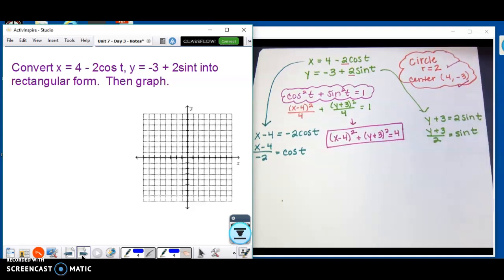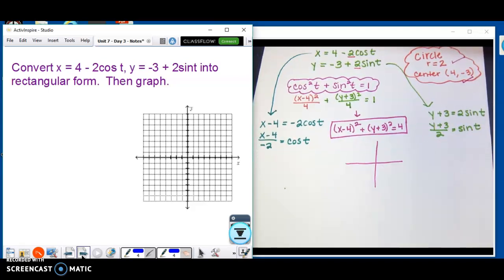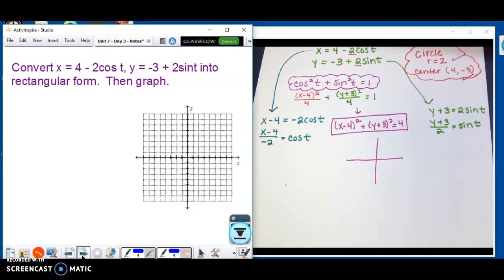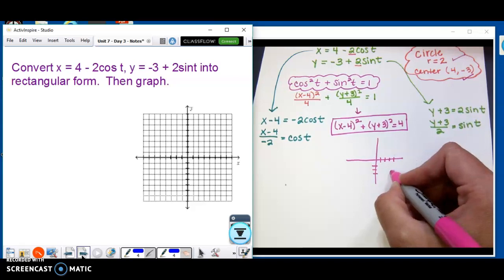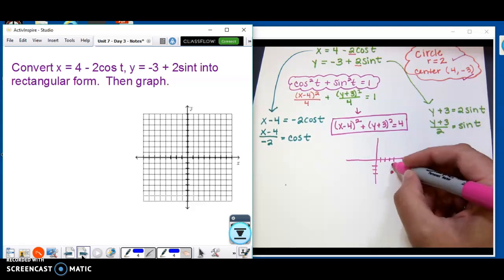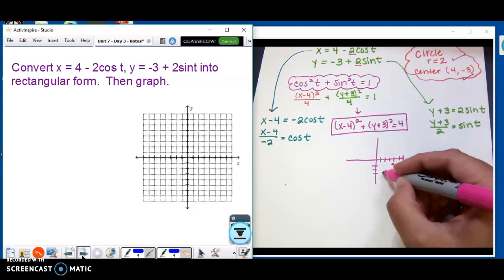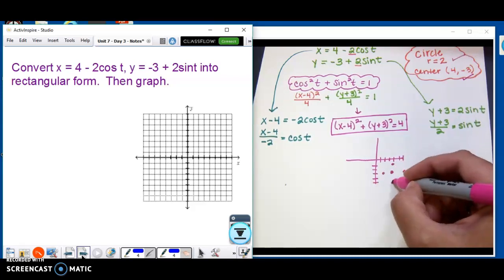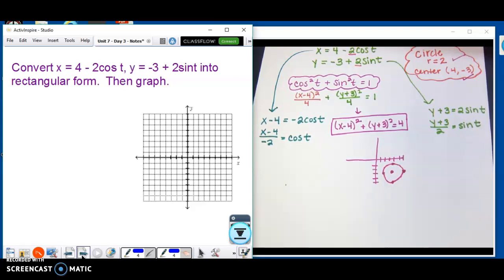Okay. And then just a practice graphing from earlier in the semester. If you wanted to graph this, you would graph your center of 4, negative 3. And then you would be counting up 2 spaces, over 2 spaces, and down 2 spaces, and then you could draw in your circle. Okay, so that's how you go from parametric to rectangular or rectangular to parametric for a circle.